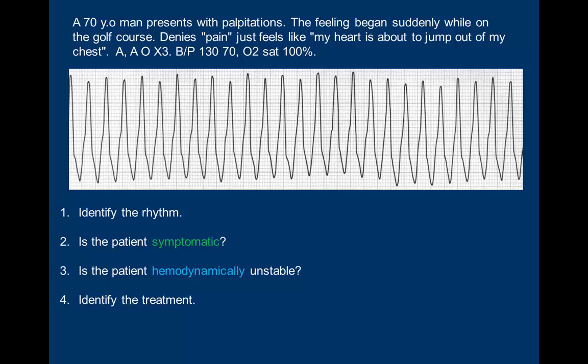Moving on to another scenario, we've got a 70-year-old man that presents with palpitations. The feeling began suddenly while on the golf course. He denies pain. He just feels like his heart is about to jump out of his chest, and there are his vital signs.